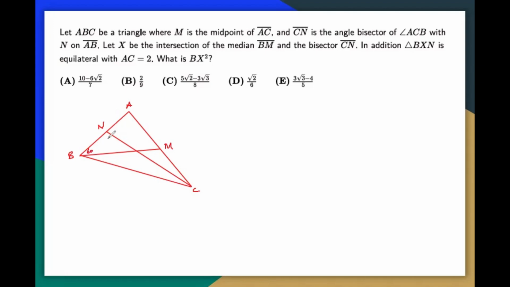And we know these are 60s. Okay, and then that will be 1, and that will be 1. And this is the vertical angle, that should be 60, and then this is 120, and this is 120. And what else do we know? Since CN is the angle bisector, I'm going to call these angles, let's say, alpha. And AC is 2, that's good. And then this was an equilateral triangle, and we want to get BX squared.